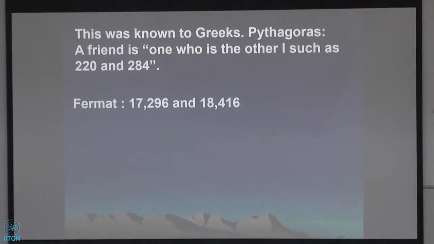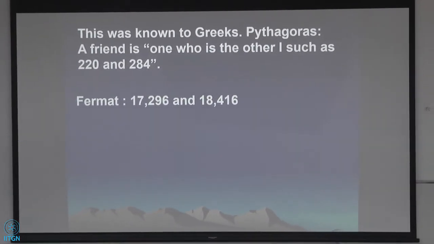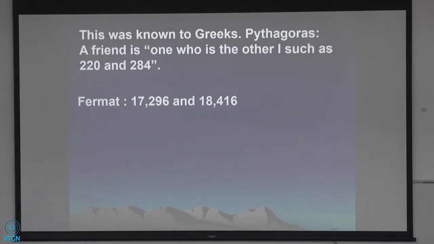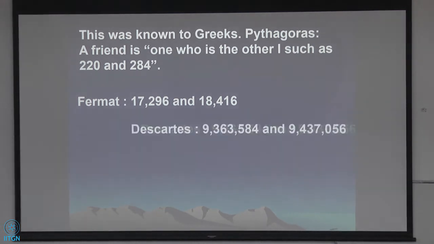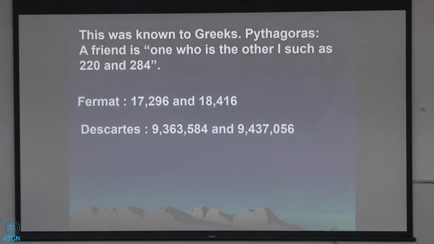I have got a pair of friendly numbers. And because Fermat got it, Descartes had to get it, because Descartes and Fermat were competitors. Fermat was a judge and Descartes was a scientist. So, Descartes never gave Fermat much importance, but Fermat was a genius. So, Descartes said, I have also got a pair of friendly numbers.